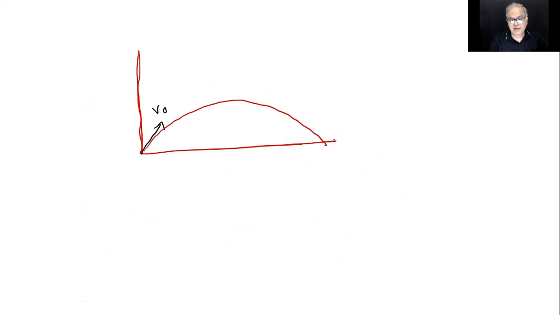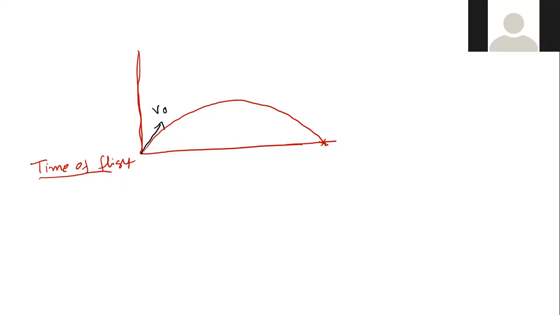Not time of ascent first. I would like to find, I just use the same figure for many things. I'll save my space here. Time of flight. What is time of flight? You know, the time for the body to come back to this point. The body won't come back to the thrower, isn't it? You're throwing it from ground, it's coming back to this point where the motion is supposedly over.